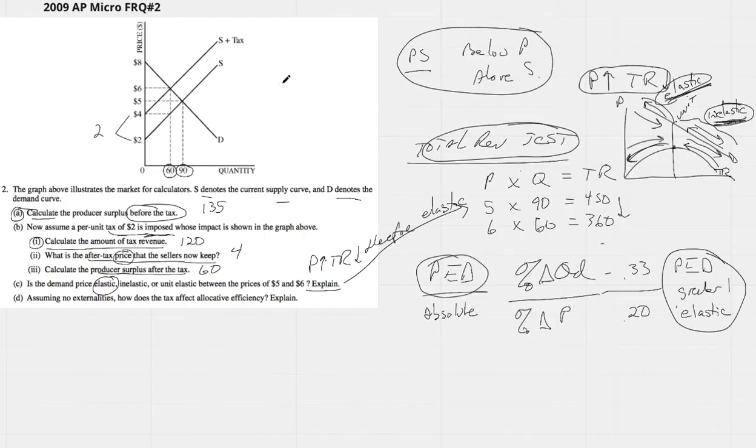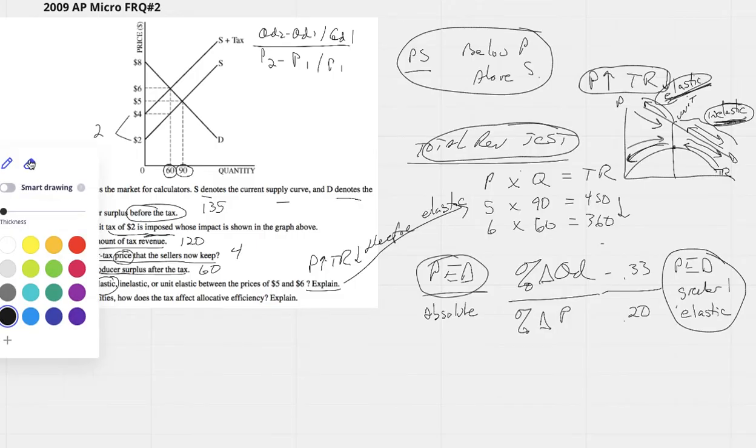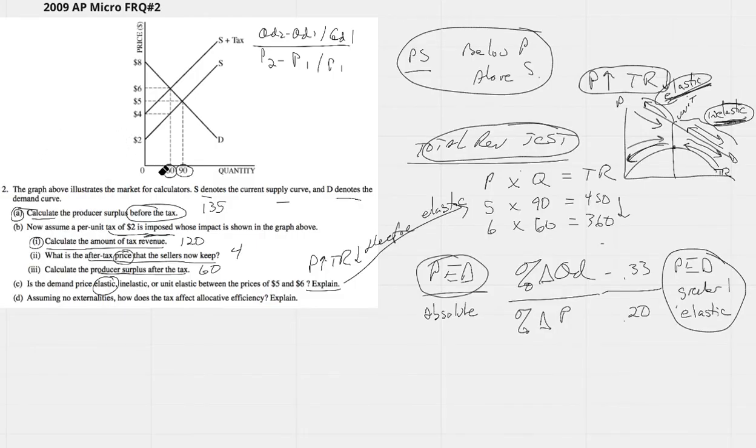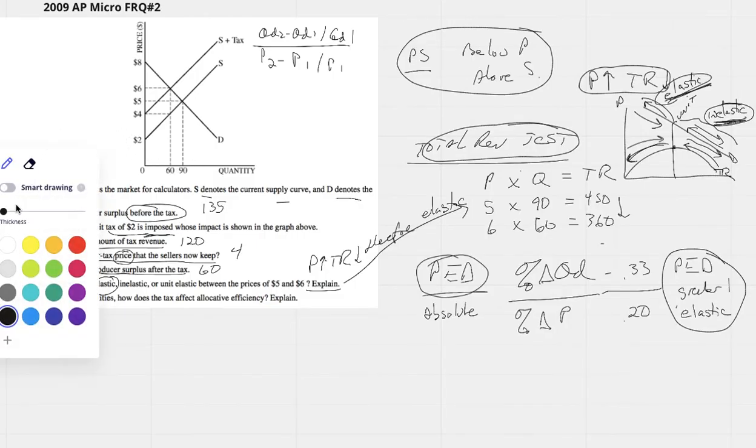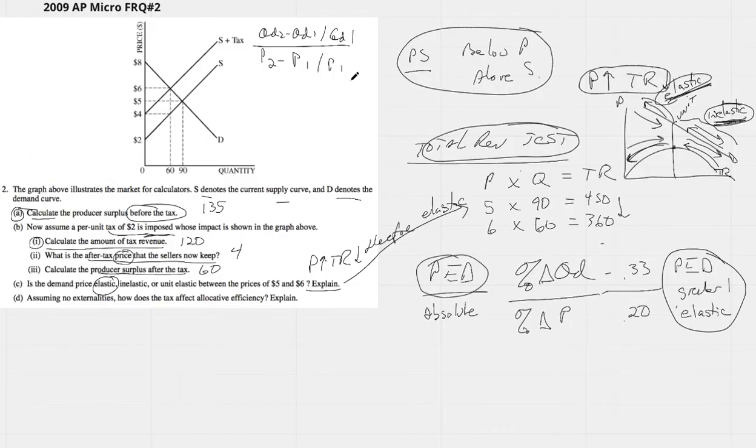We could also have done the formula, P2 minus P1 divided by P1 over QD2 minus QD1 divided by QD1. This formula works also just as well. You just have to know if you can. If you're not a math guy like me, I'm not a math guy. I'm an econ guy. Sometimes those two blend together, sometimes they don't.